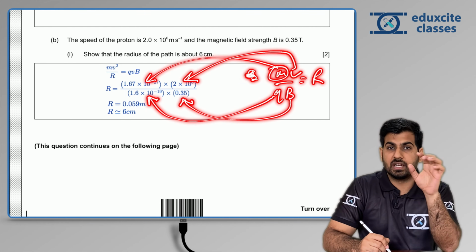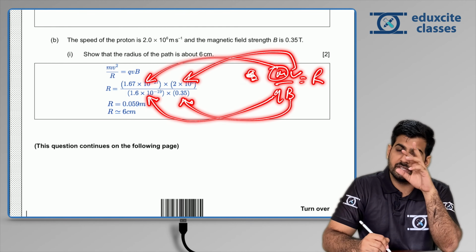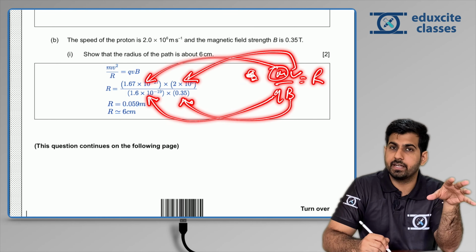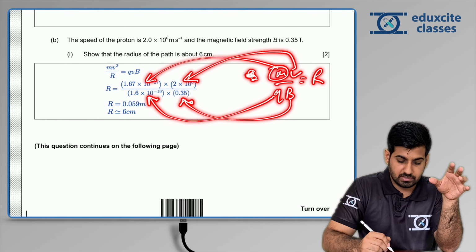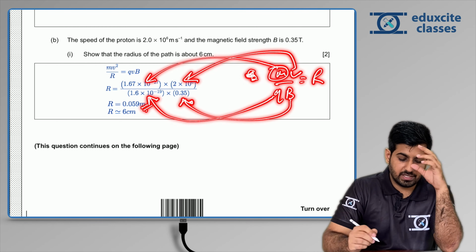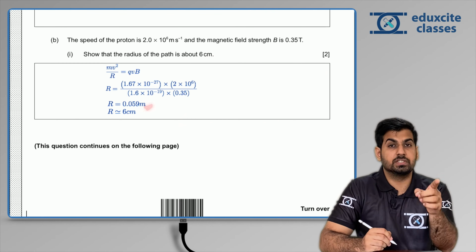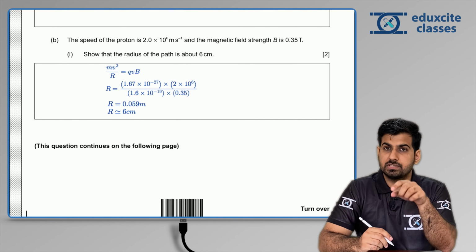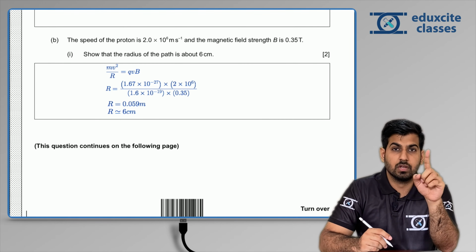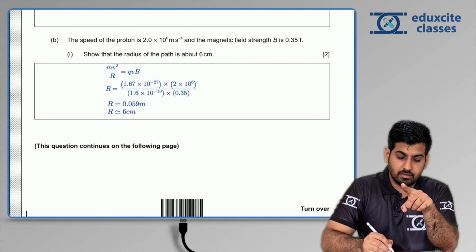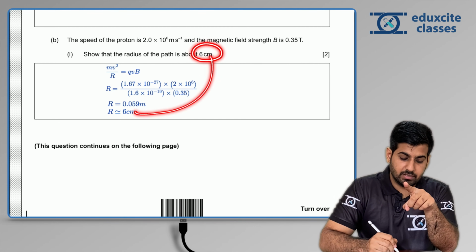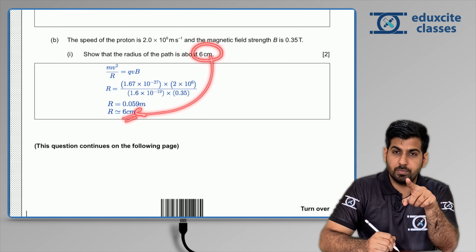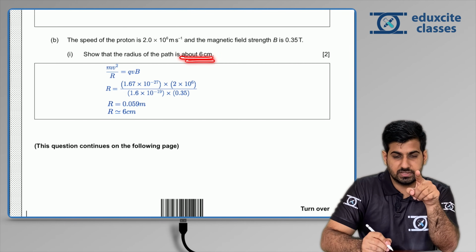These data, mass of proton, charge of proton, all are mentioned in the data booklet given to you. Using this you will find that it comes out to be 0.059 meter, because all the values are in SI units. So the radius comes out in meter; converting it into centimeter, it is approximately 6 centimeter.